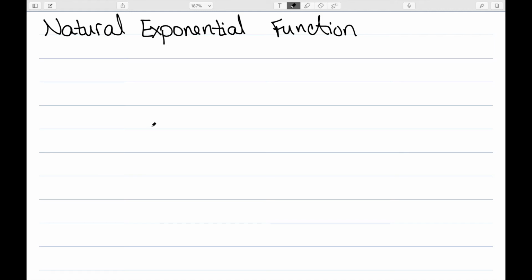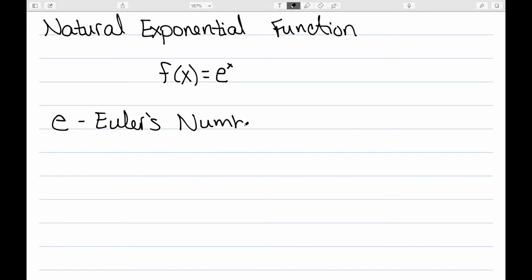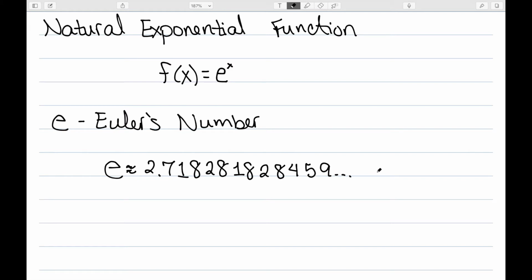In this video, I'm going to discuss the idea of the natural exponential function as well as one of its applications. The natural exponential function is the function f of x equal to e to the x. And this value e is known as Euler's number. This is an irrational number, just like pi, and it comes up a lot in math applications. It is approximately 2.71828182845, etc. So this number goes on forever and never repeats.